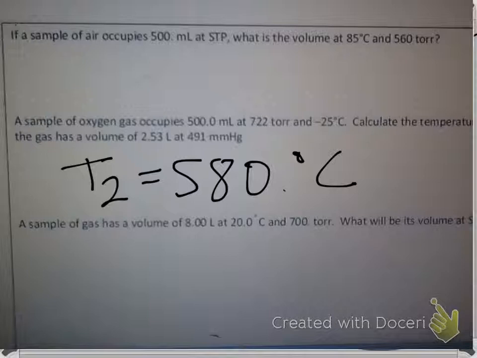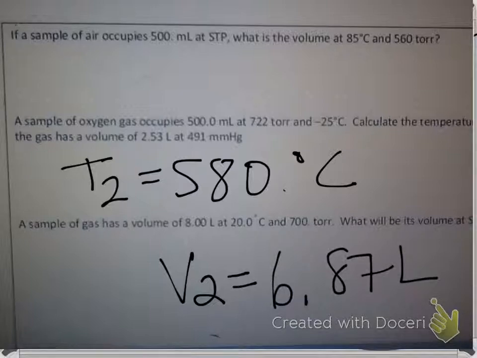580 degrees Celsius. All right, and the third answer, because it asked for degrees Celsius, we've got to convert the Kelvin back. It will be 853 Kelvin, but you'll subtract 273 and get 580 degrees Celsius. The next one asks for you to calculate the volume, and the volume at STP will be 6.87 liters. Okay, so try those out on your own.